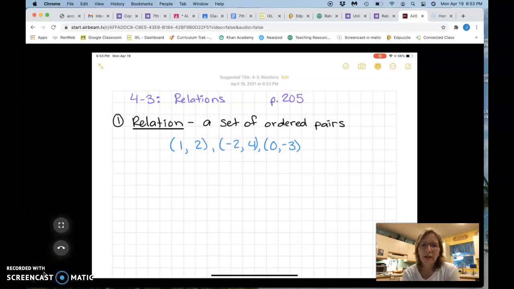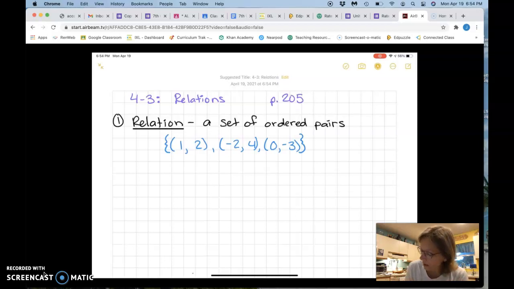Hello, today you're starting a new section which is 4-3 and it's called relations. And a relation is just a set of ordered pairs that belong together. And usually they'll show you that they belong together by putting these brackets on the end, and that means they go together. And there are three main ways that we can show a relation.